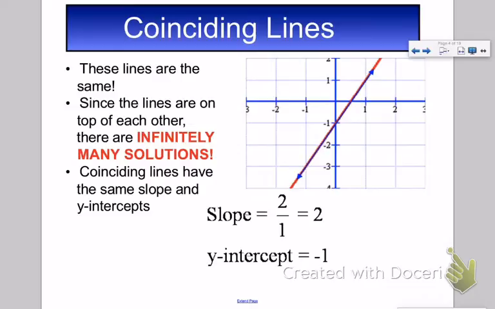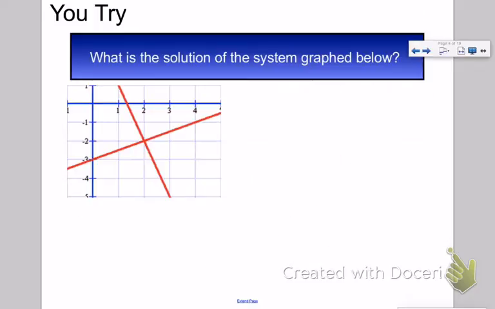Coinciding lines is the third case. They are the same line. They'll be written in different forms, so you can't really see that they're the same line until you actually graph them. But it's when one line has infinitely many solutions, so every single point is the same, aka it intersects at every single point because it's the exact same line.